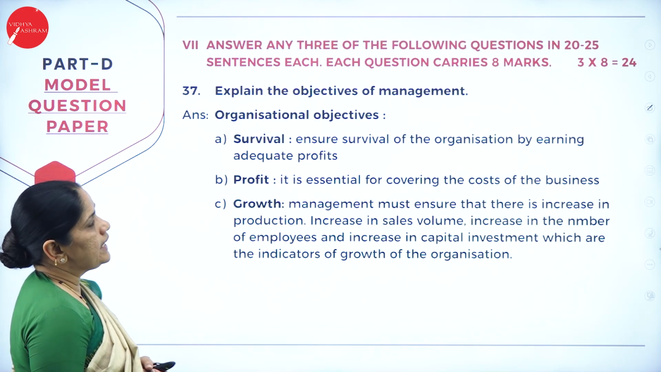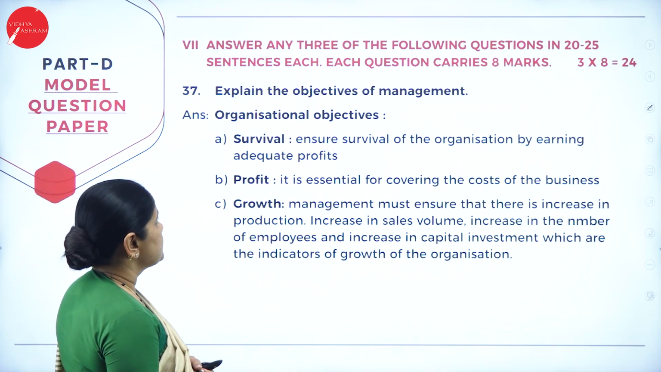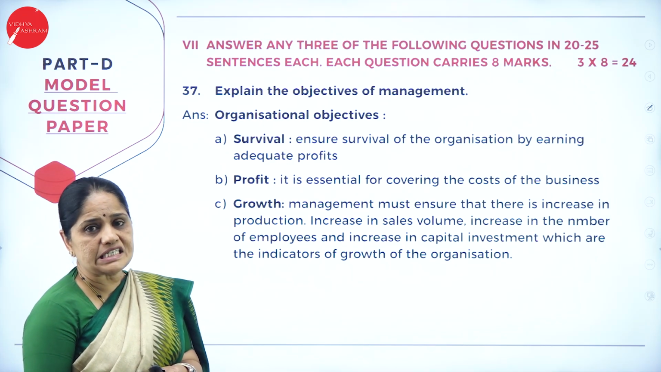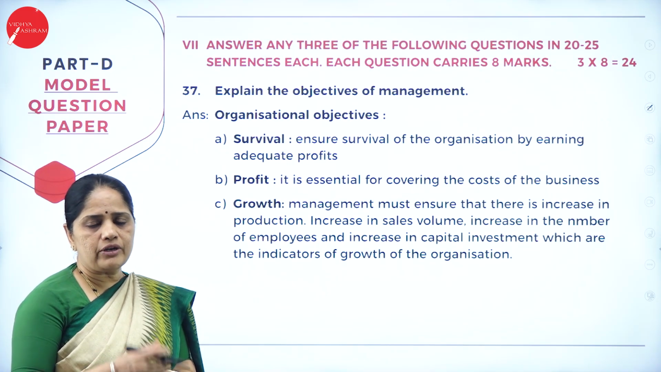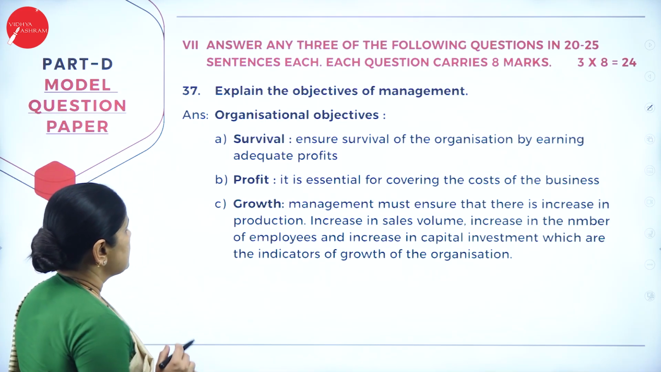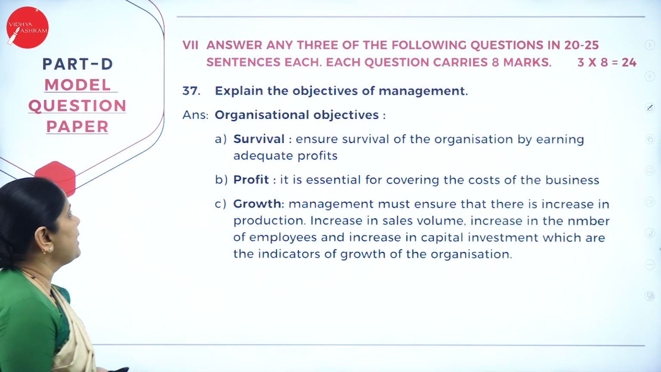Next, explain the objectives of management. So this is the last section in the question paper, that is the 8-mark questions. So there will be 5 questions. Out of that, you'll have to answer 3. The first question is explain the objectives of management.